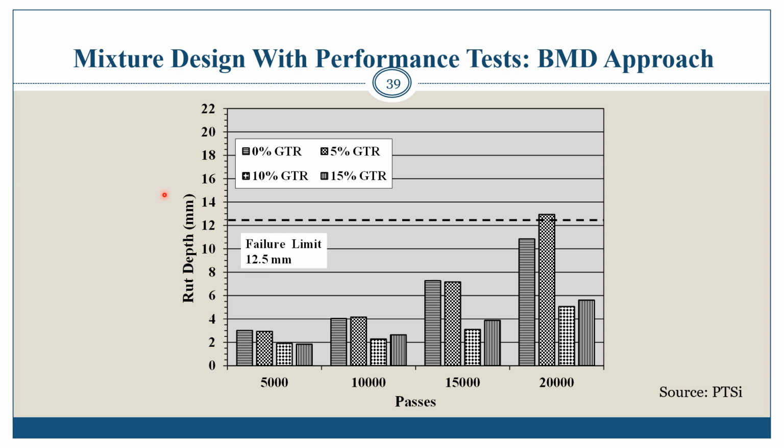After adjusting the gradation, we repeated the Hamburg wheel tracking test with the same materials, and you can see now there's a difference in the way they performed. In the case of the higher loading of GTR, it actually did perform either the same or better than the lower loading of GTR. This is the 5, 10, and 15%. So out here at the 20,000 passes, the 5% really performed a lot like the original binder, and the 10 and the 15% performed equivalently.